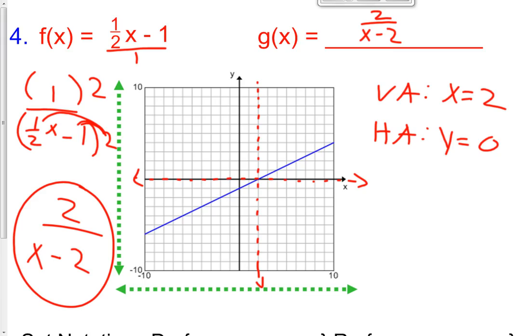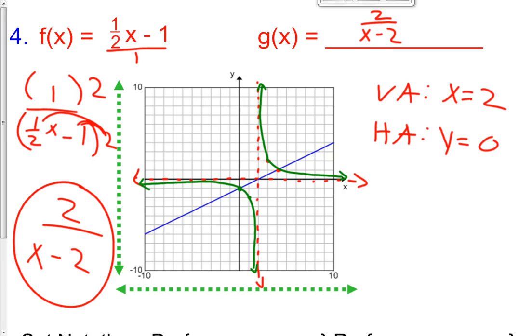We end up getting 2 points to the right of the vertical asymptote to be 3, 2, and 4, 1. So your graph is going to look like this. And then 2 points to the left of your vertical asymptote, when you look at your table, is going to be 0, negative 1, and 1, negative 2. So then your rational function is going to look like this. So that's what we get for problem number 4.